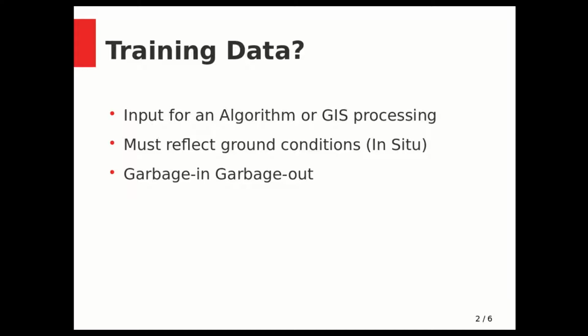So the concept is garbage in and garbage out. It means that the quality of training data highly influences and affects the quality of the output maps or any results that we will be deriving from our GIS processing. So any mistakes or erroneous characteristics reflected in your training data will also be reflected in your output maps. As the saying goes, garbage in, garbage out.